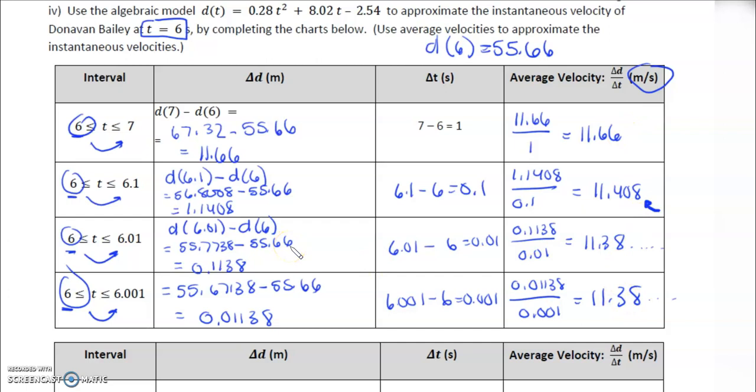So let's talk about this. As we get closer and closer from 7, so this is the 6.1, and then this is the 6.01. As we get closer and closer to 6, what we're essentially making when we do the average velocity is a secant line. So a secant goes between these 2 points, or these 2, or these 2. We're making a secant line, but it's getting so close to 6 that it's almost 6.